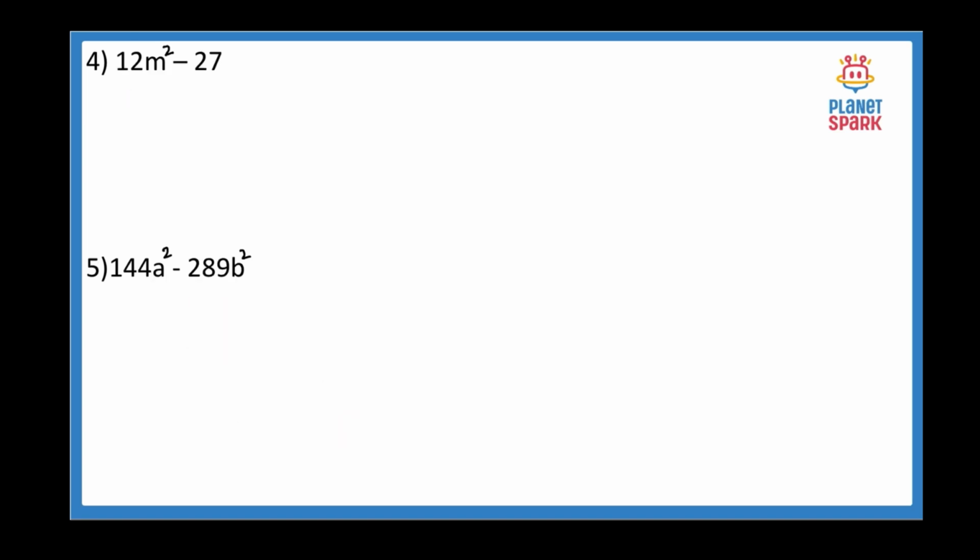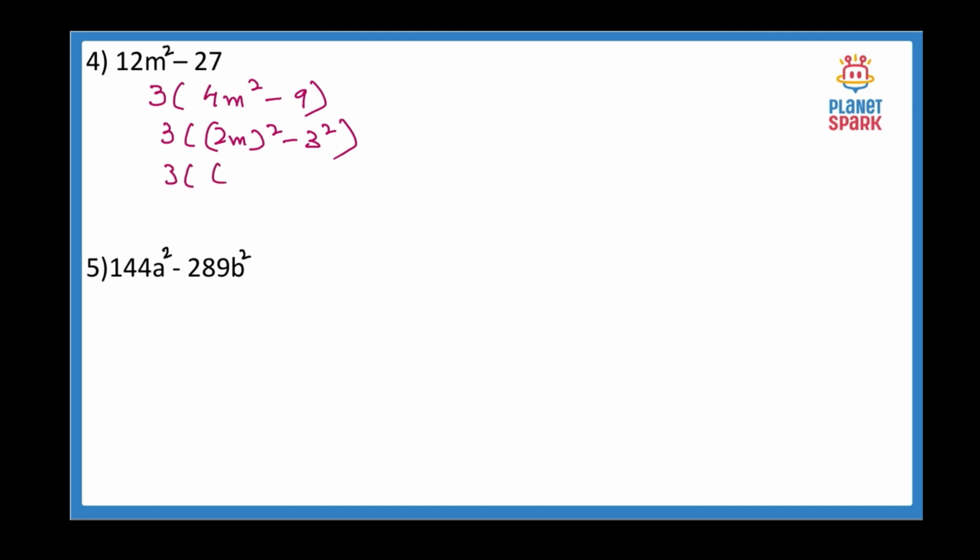The next one is 12m square minus 27. Now 12 cannot be expressed as the square of any number. Similarly, 27 is not the square of any number. Let's try to take out common. Out of 12 and 27, 3 is common. Inside the bracket we would be left with 4m square minus 9. Now 4m square can be written as 2m whole square and 9 can be written as 3 square. So the expression reduces to 3 bracket 2m square minus 3 square.